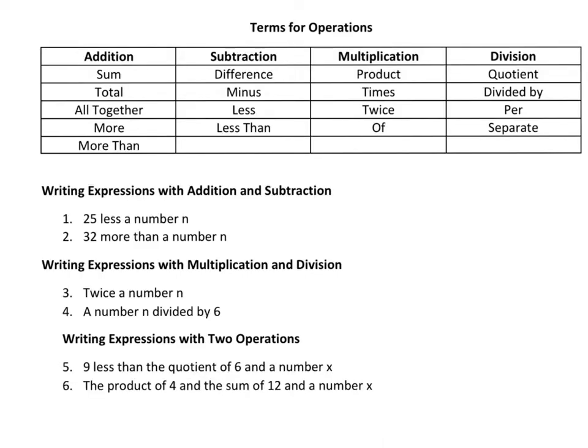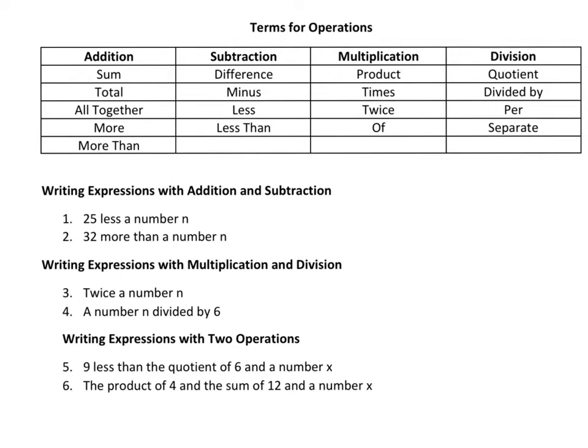Now we're going to talk about terms for operations. When reading any type of math problem, you have to understand what words tell you to perform which operation. So here is a short list of possible terms that you could come across. For addition, you could see sum, total, altogether, more, or more than. For subtraction, difference, minus, less, and less than. For multiplication, product, times, twice, and of. Division, quotient, divided by, per, or separate.